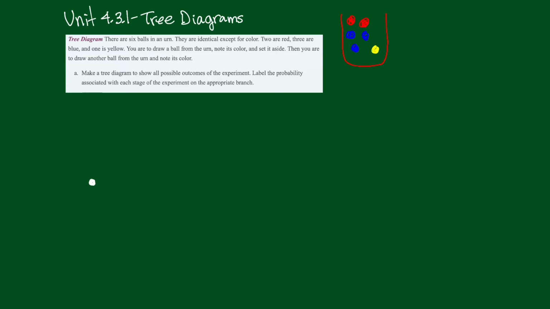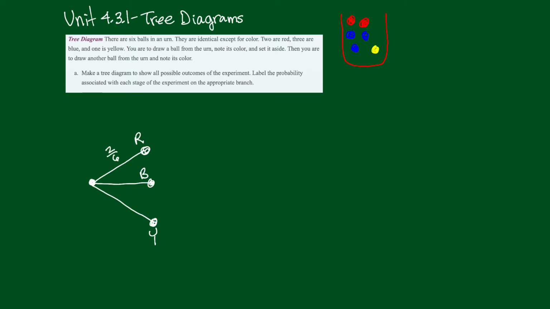Now, what could happen? How many possibilities are there? Well, we could get a red, a blue, or a yellow. So I'm going to draw a branch for each one, a red, a blue, or a yellow. Now, what's the probability of getting a red? Well, we've got 2 reds out of 1, 2, 3, 4, 5, 6. So this is going to be 2/6.